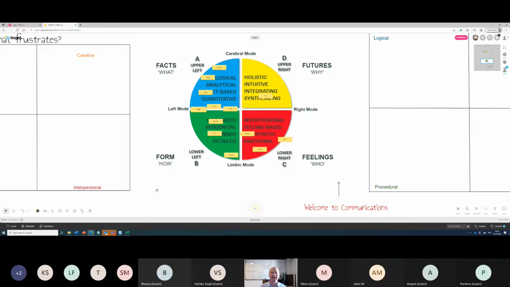Of course, sometimes you can have two dominant preferences. It's very rare to have three dominant preferences, and it's also very, very rare to have opposite preferences. So for example, it's very, very rare that you genuinely have a dominant preference that is logical and interpersonal at the same time, or creative and planned at the same time. You can do those things and you can learn those things. It's just that you don't enjoy doing the opposite kind of preference.